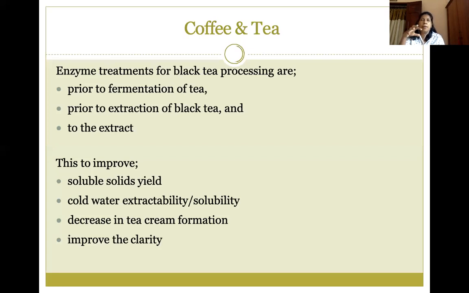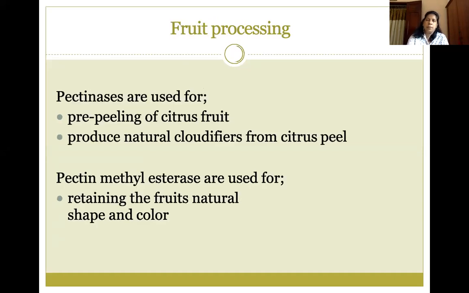To get a good clear tea, the clarity is basically reduced by the coagulation of different molecules. If there are proteins, then protein coagulation and different things get together, and the clarity goes down. To reduce that, they also use the enzyme. Therefore, the enzymes do not just support, but they inhibit the cloudiness of the tea.